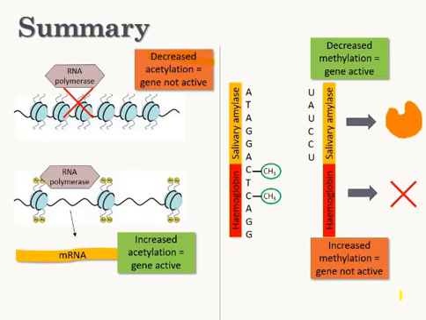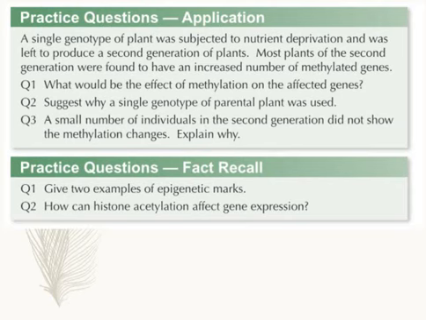Okay, so the questions are: a single genotype of plant was subjected to nutrient deprivation and was left to produce a second generation of plants. Most plants of the second generation were found to have an increased number of methylated genes. Question 1. What would be the effect of methylation on the affected genes? Question 2. Suggest why a single genotype of parental plant was used. So why did they just do one genotype? Question 3. A small number of individuals in the second generation did not show the methylation changes. Explain why this could be.